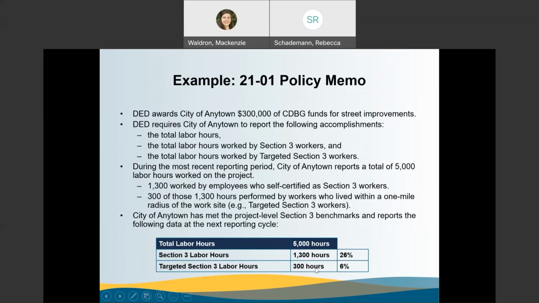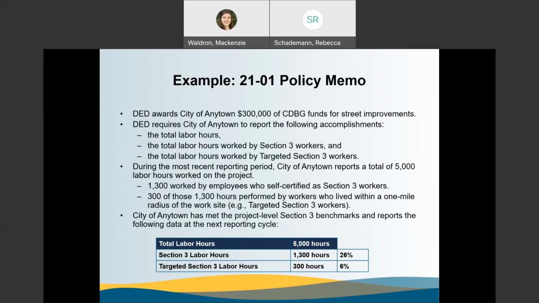And again, 300 of those hours are worked by targeted Section 3 workers, so we can divide those 300 hours worked by targeted Section 3 workers by the 5,000 hours for the total labor hours. In making that calculation, we get 6%. This exceeds the 5% benchmark set forth by HUD.